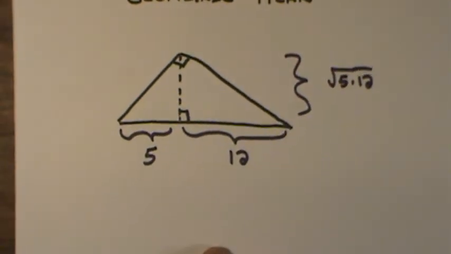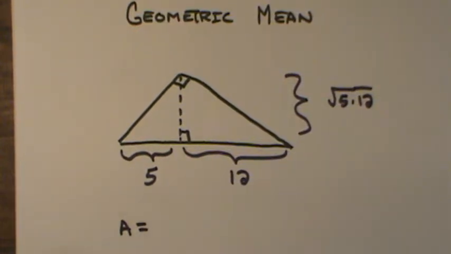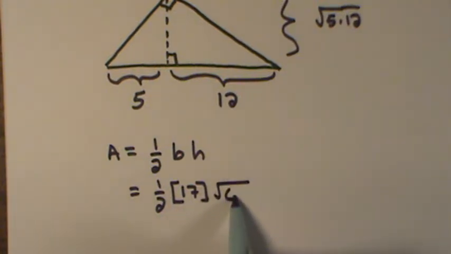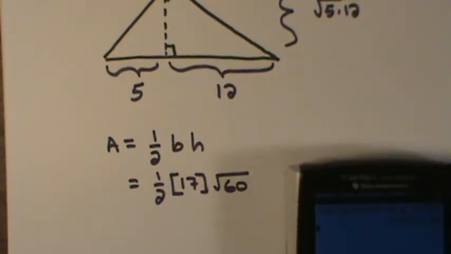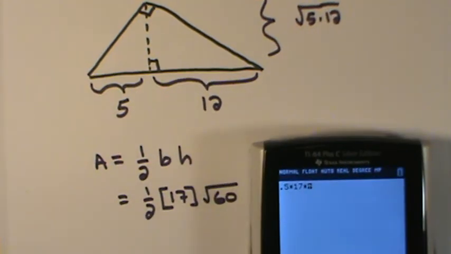And then if I wanted to find the area of this triangle, well, that would be pretty simple to do, because now I have the height and I have the overall length of that base, which was 17. So I'd go area is equal to 1/2 base times height. The base we just said would be 17. And the height would be the square root of 60. So I can throw that right into my calculator. I do 0.5 times 17 times square root 60.